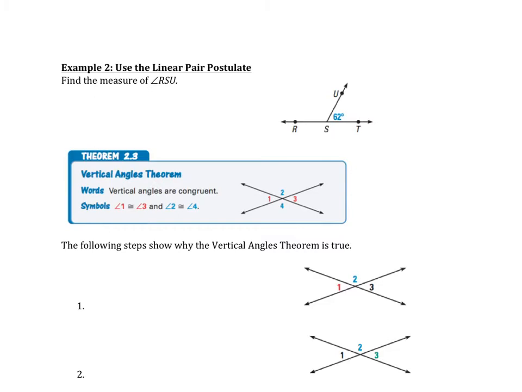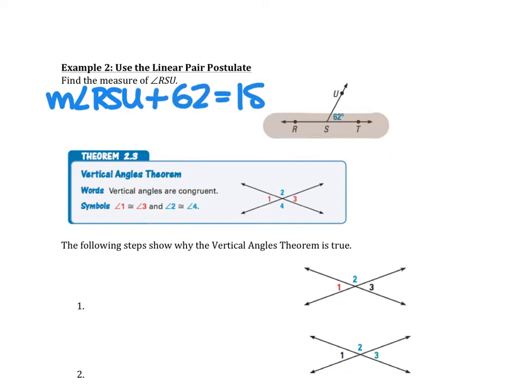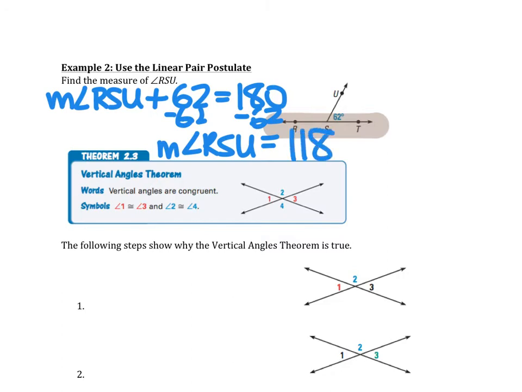So let's find the measure of angle RSU. I see, again, a straight line, a linear pair. Linear pairs are supplementary. So the measure of RSU plus 62 must equal 180. Subtract 62 from both sides. I'll try to write it small here. And the measure of RSU then equals 118. Linear pairs, supplementary.